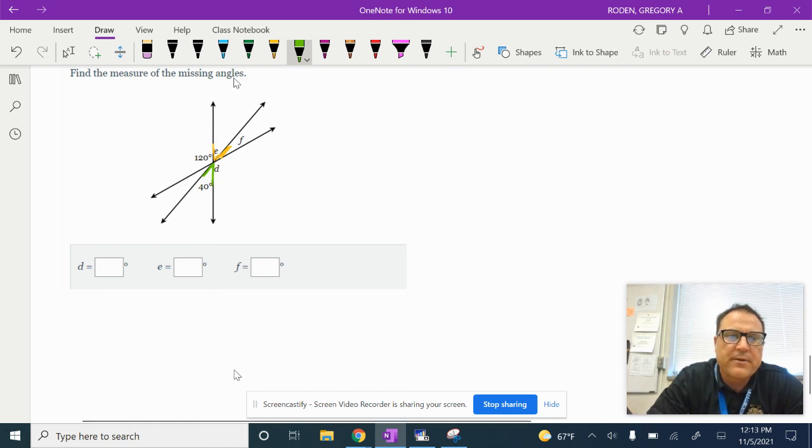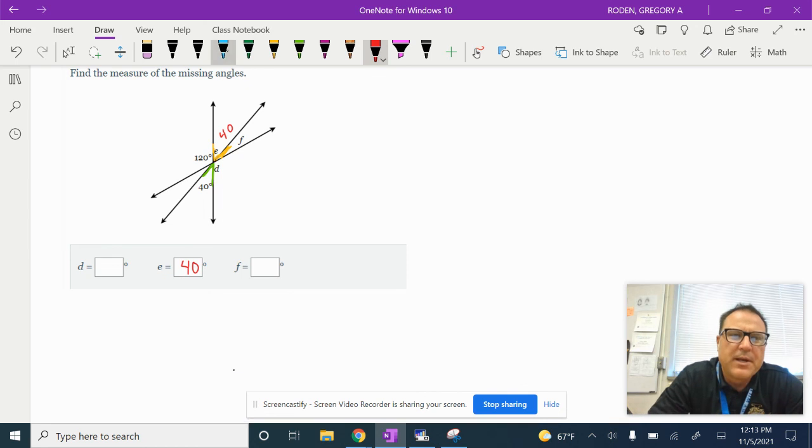And what do we know about vertical angles, guys? Well, yeah, vertical angles are always equal to each other. So now I can say right off the bat that E is equal to 40 degrees. And I'm just going to write it in there also because I can put 40 in there because E and 40 are vertical. All right. Now let's see what else we got here.